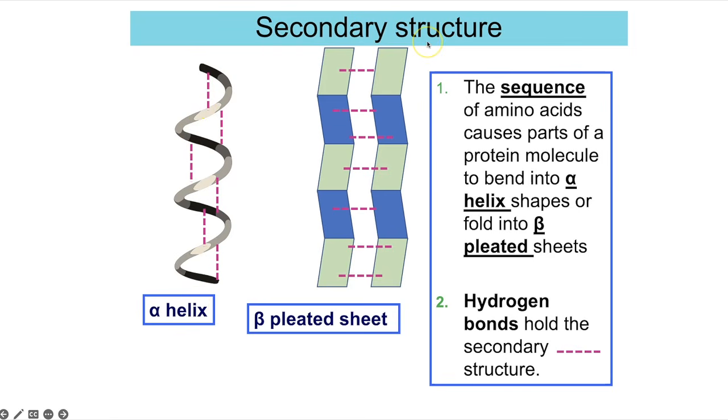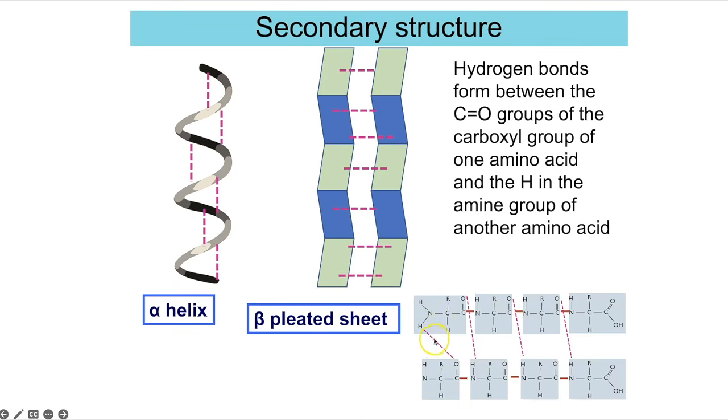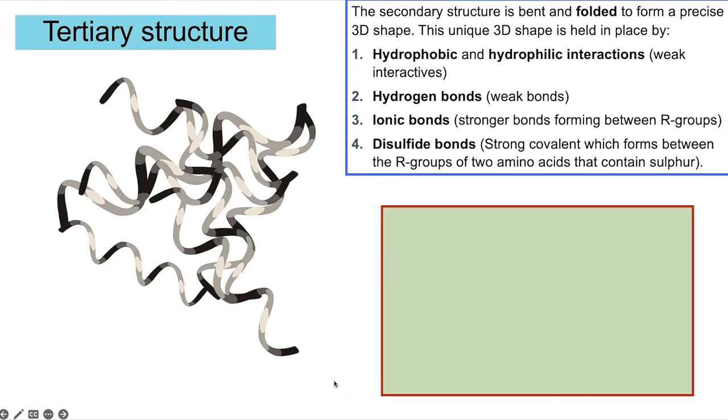So describing the structure of the secondary structure of a protein would be a 2-mark question. The first mark would be for saying that you get these alpha helixes or beta-pleated sheets. Second mark is saying they're held in place by hydrogen bonds. The location of those hydrogen bonds then is between different amino acids, and it's always between a hydrogen atom and an oxygen atom.